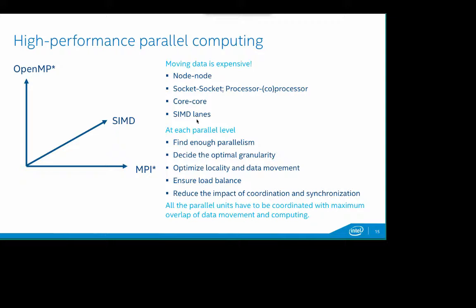At each parallel level, whether it is MPI, OpenMP, or SIMD, we have to think again about the principles of parallel programming you learned in school: finding enough parallelism, doing the granularity and partitioning problem well, and, particularly in this kind of architecture, optimizing locality and data movement. This is essential, even within the same level, not just between levels. And of course, the golden rule is to make sure the load is balanced, and to do all this coordination as little as possible, or such that the impact is minimal.